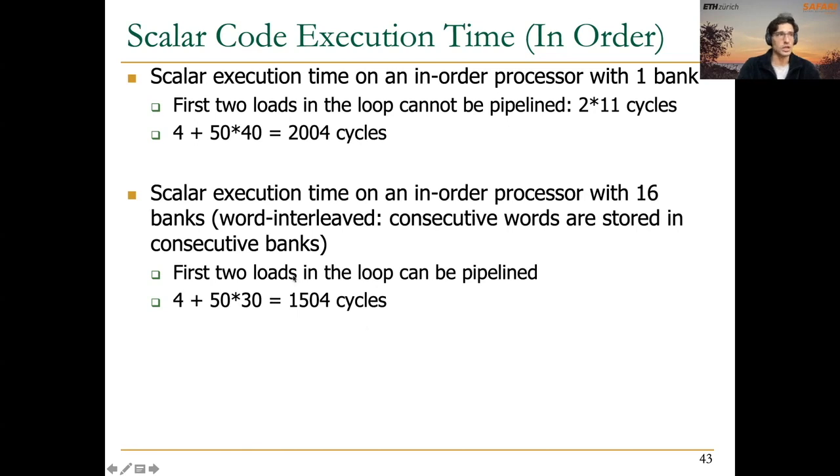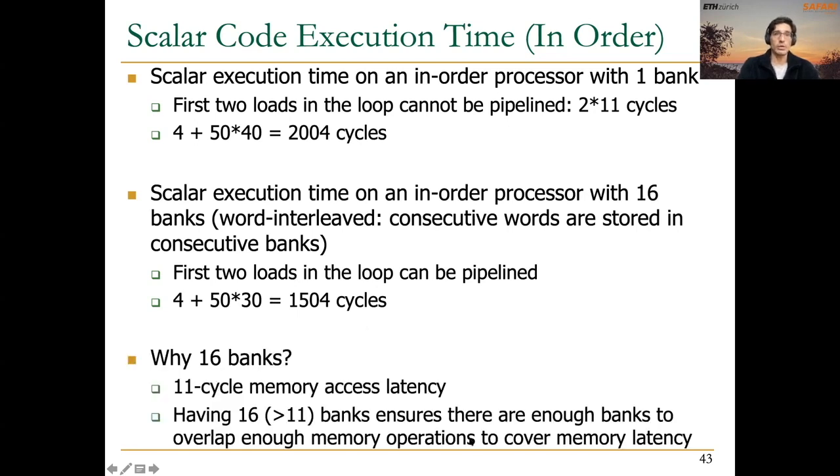By the way, going back to what should be the number of banks, remember that I said before, the number of banks ideally will be higher than the latency in cycles of the memory access. And here you have a little bit more of this explanation, because we are assuming an example where the memory access latency is 11. We need 16 banks, which is greater than 11, to ensure that there are always enough banks to overlap enough memory operations to cover the memory latency.